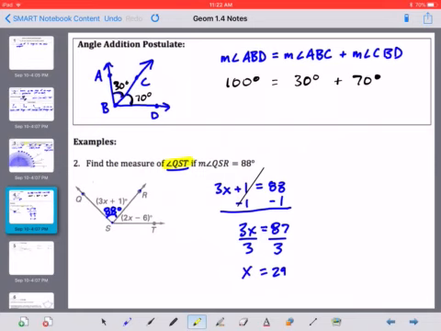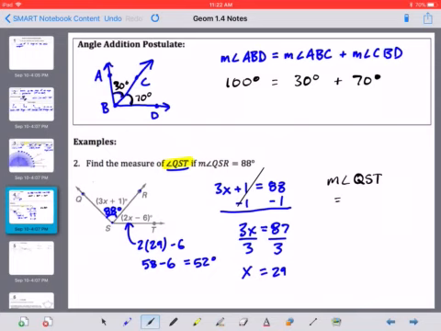Remember, we still have to answer the question. We're finding the measure of angle QST, so don't just stop when you find x. We know QSR is 88 degrees, and now we can plug in our value for x. So 2 times 29 is 58 minus 6. That's 52 degrees. So for the entire angle QST, if we add up our 88 degrees and the 52 degrees, that entire angle is 140 degrees.